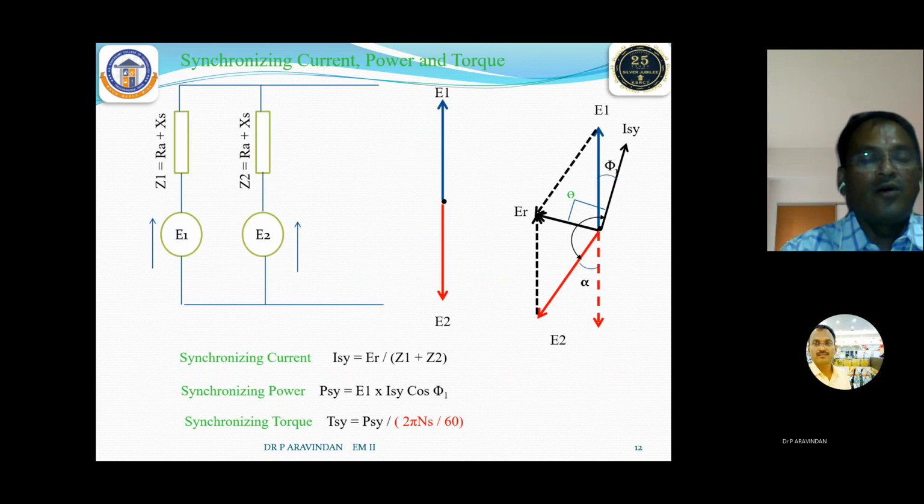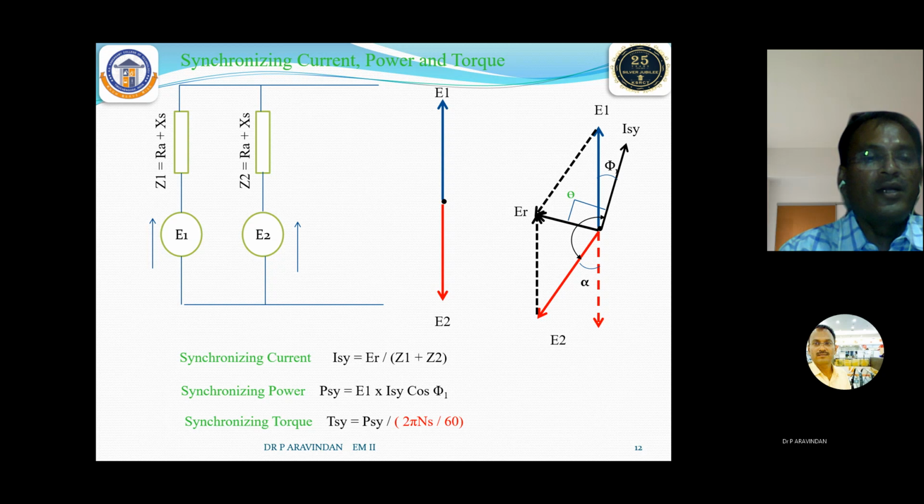After synchronization, how will the machine maintain the synchronization? That is also a very important point. It is synchronizing current, synchronizing power and synchronizing torque. These three terminologies we have to understand before the incoming alternator makes the load or contributes to the load.